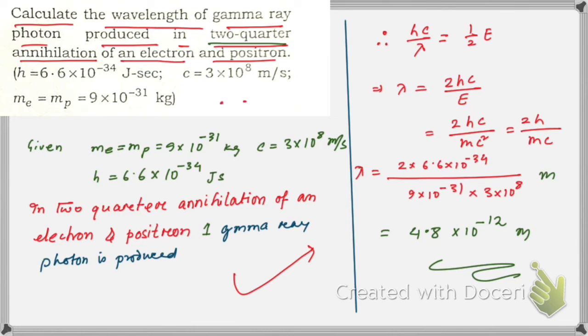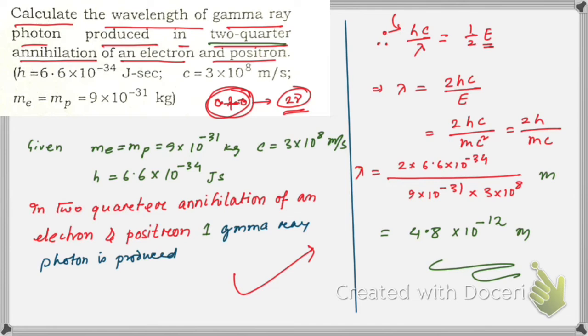If an electron and a positron undergo annihilation, actually two gamma photons are released. But 2/4 means half annihilation, so there will be one gamma photon, right? So that's why we have taken this relation: the energy of this photon will be half of the total energy produced in the annihilation of this positron and electron, right?